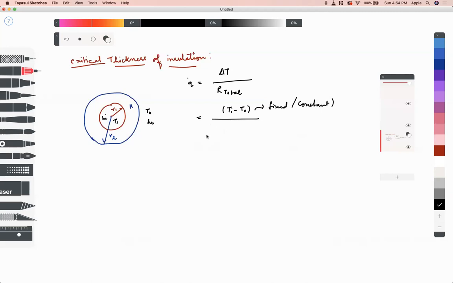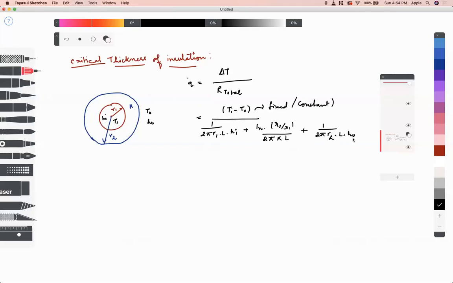So let us write them down. The first one will be 1 by 2 pi R1 L into Hi. Then the conduction resistance: ln of R2 by R1, divided by 2 pi K into L. And again there is convection resistance, so this will be 1 by 2 pi R2, which is the outside curved surface area radius, into L into H0.